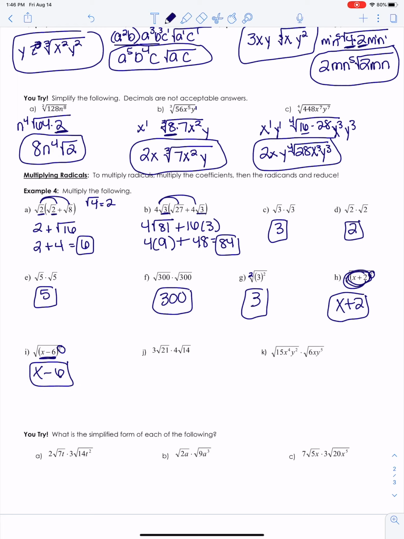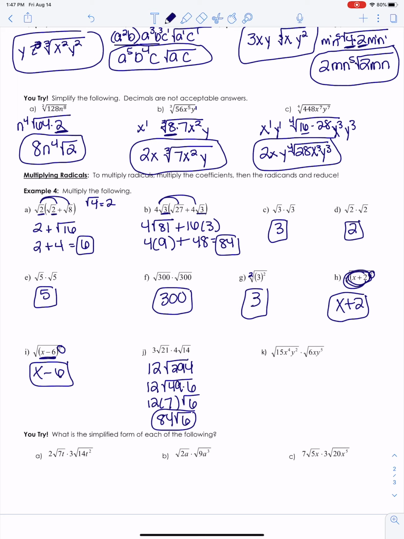Okay, for J, I'm going to multiply my outside numbers. 3 times 4 is 12. Then I'll multiply my inside numbers. 21 times 14 is 294. Now, I need to reduce 294. I need to figure out a perfect square that will go into that. So that's going to be 49 and 6. Square root of 49 is 7. And then I have square root of 6. Then I can multiply my 12 times 7, and that's going to give me 84 square root of 6.